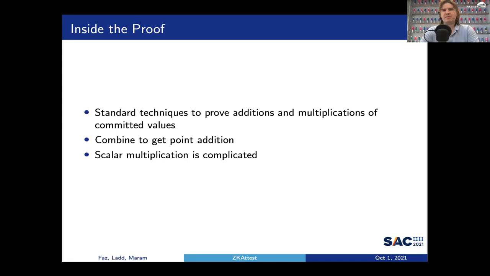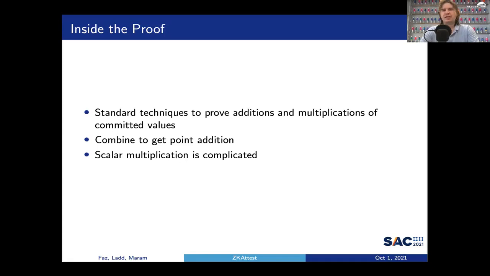For multiplication, auxiliary commitments are required. We can combine these techniques to prove that the x and y coordinates of a point are the result of an elliptic curve point addition with other committed x and y coordinates. This is fairly straightforward and is discussed in detail in our paper. Scalar multiplication, however, is more complicated.